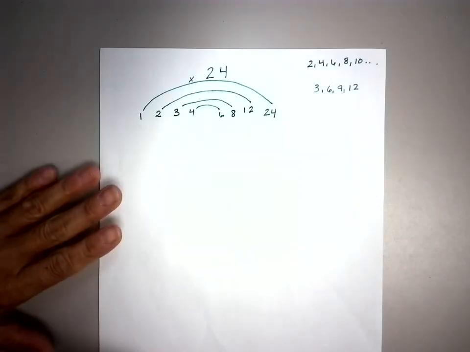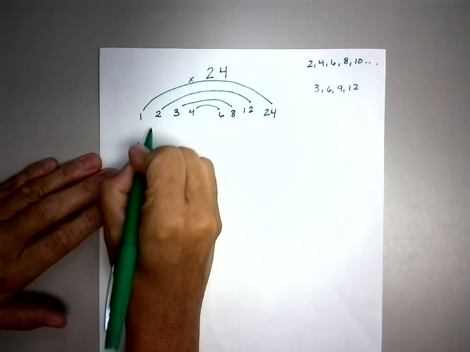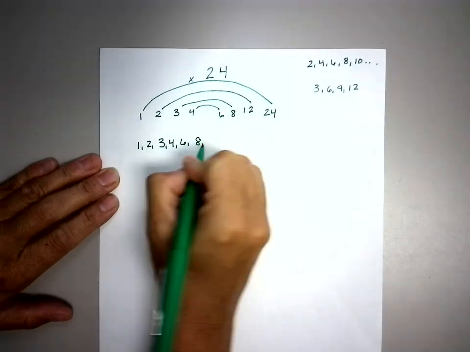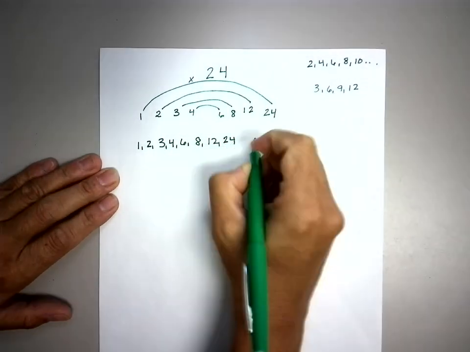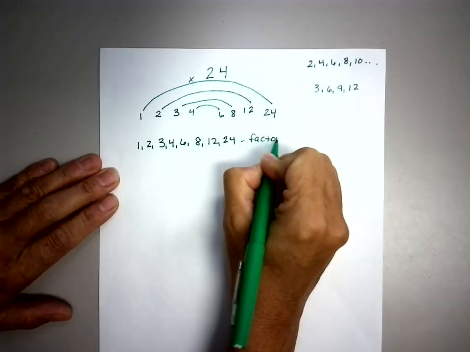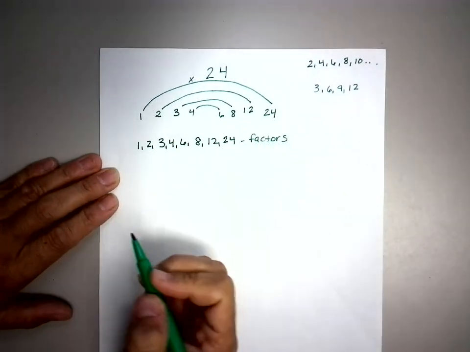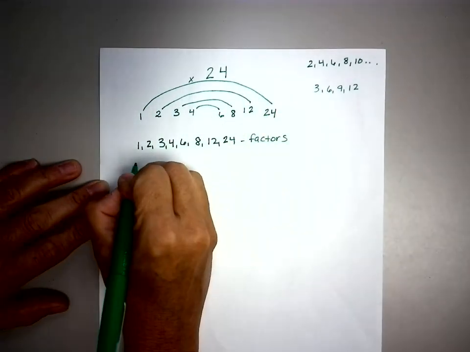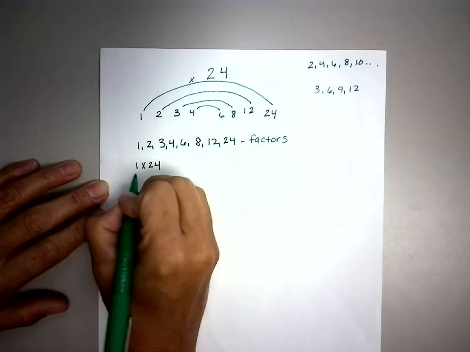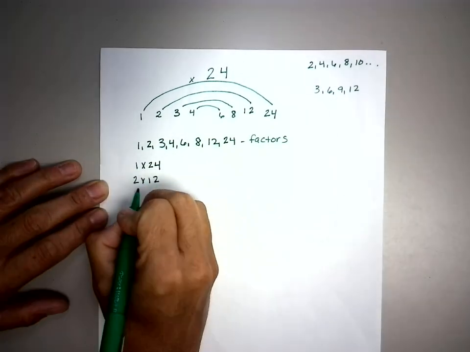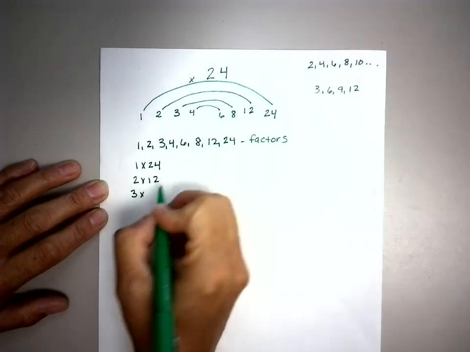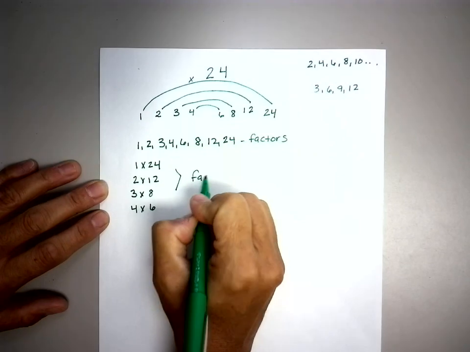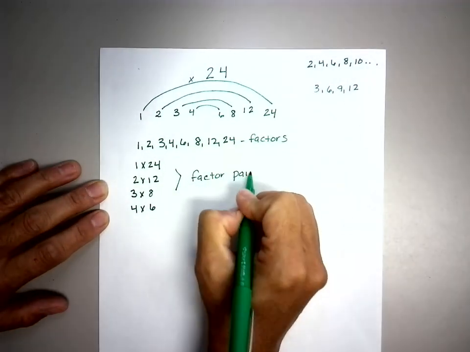So I'm going to first do my factors. 1, 2, 3, 4, 6, 8, 12, 24. These are my factors of 24. My factor pairs are the two numbers I multiplied, and I'm going to use my rainbow to help me. 1 times 24, 2 times 12, 3 times 8, and 4 times 6. These are my factor pairs.